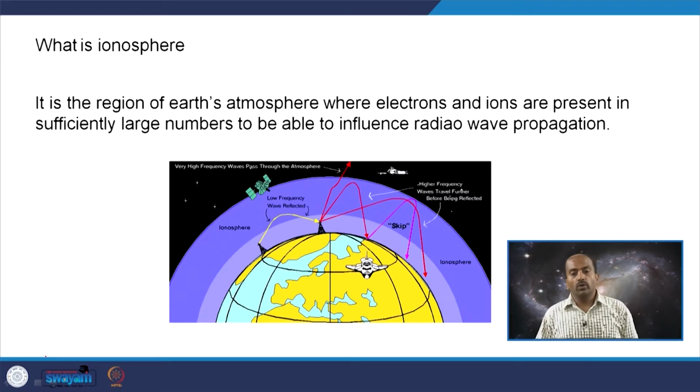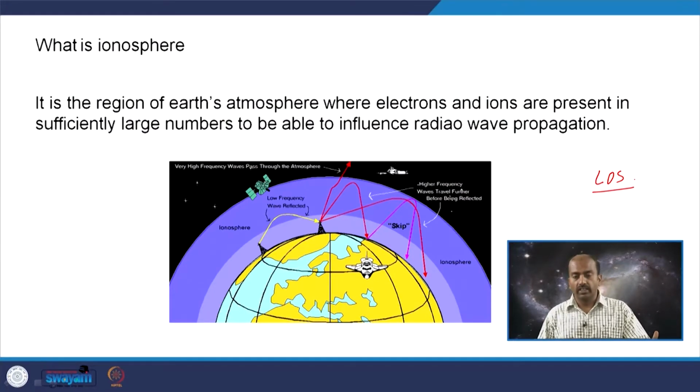Based on the amount of charge density that exists in the ionosphere, the refractive index can be defined, and similarly another parameter called the plasma frequency can be defined. There will be a matching criterion or condition between the frequency of the ionosphere, that is the plasma frequency, and the frequency of the incident wave. If it matches a particular condition, this particular radio wave will be reflected.